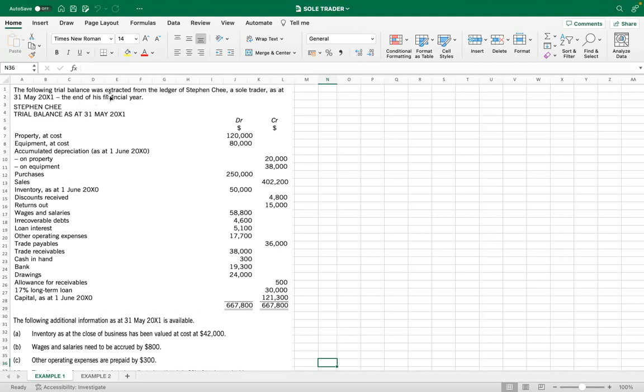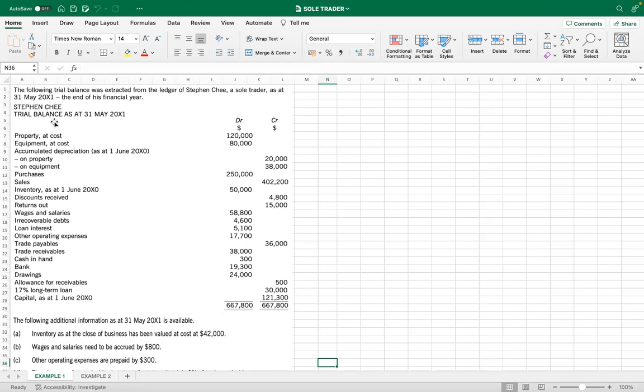The following trial balance was extracted from the ledger of Stephen Chi, a sole trader, as at 31st May 20X1, the end of his financial year. So a financial year that ends on 31st May 20X1, that financial year therefore starts in June 20X0. So it starts on 1st June 20X0 for it to end on 31st May 20X1.